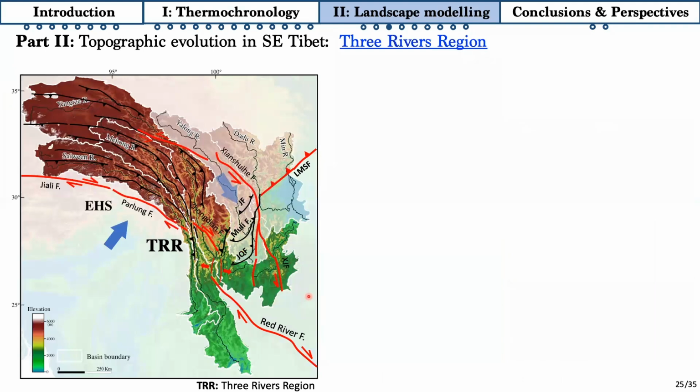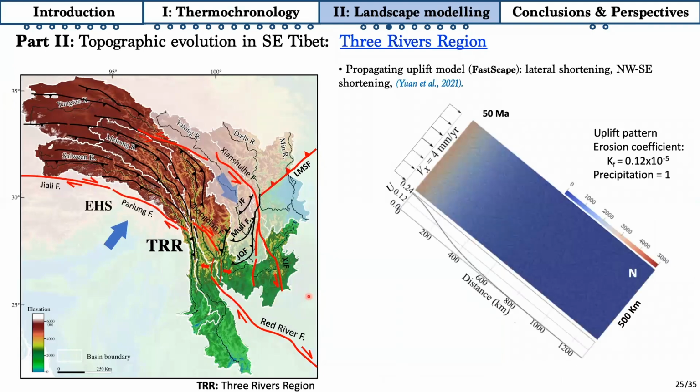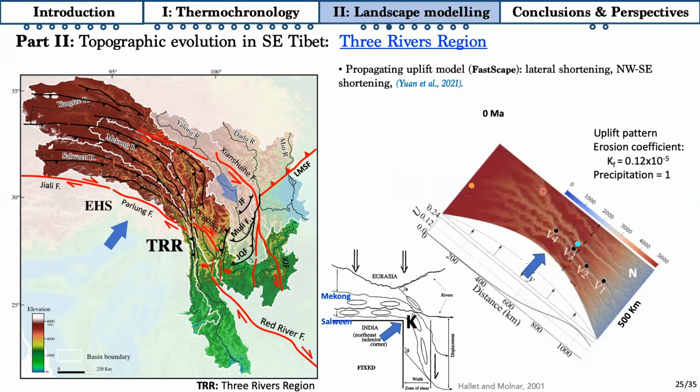So for the first region, the Three Rivers region, a recent topography evolution model proposed a propagating uplift, kind of like a wave from the northeast to the southeast, combined with a north-south shortening, as we can see here, which has successfully produced the coexisting deeply incising rivers and the low relief surfaces in the interfluves and upstream area. But one thing to note is that they have used a constant erosion coefficient and a constant precipitation in their model.